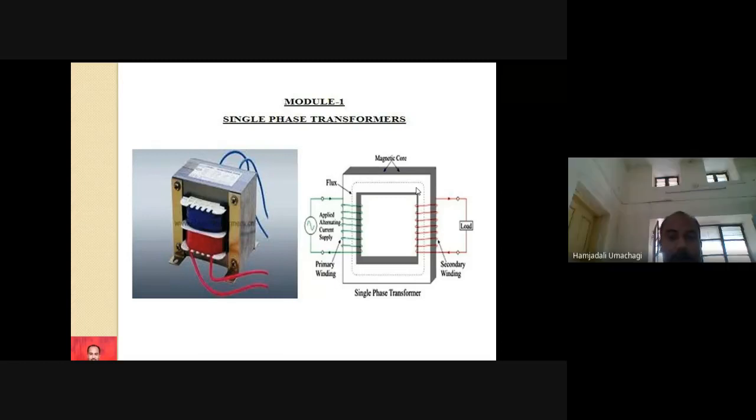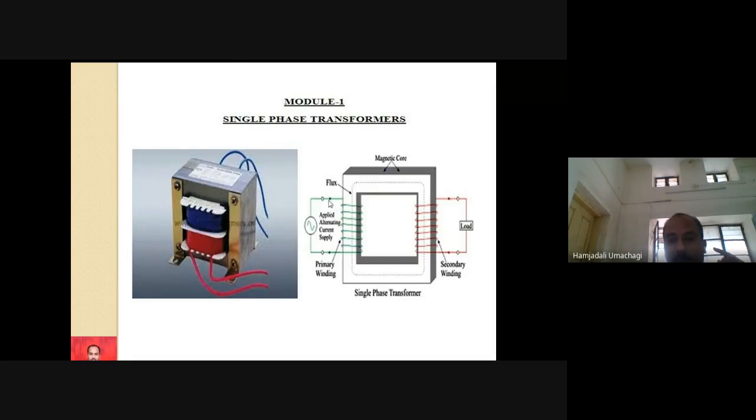Yes, sir. So this is your core type single phase transformer. This vertical portion, whatever you are seeing, we call it the limb, and this horizontal portion, whatever we are seeing, we call it the yoke, right?